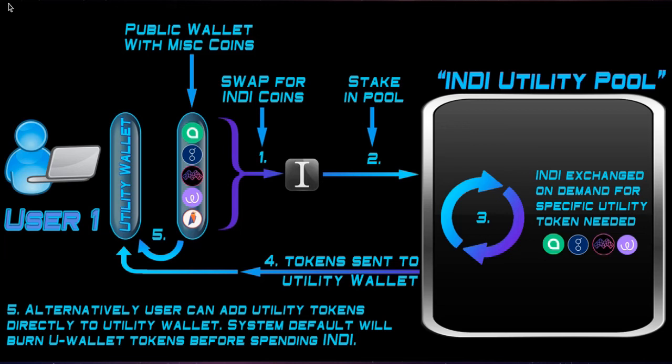However, a more convenient way to do this is to simply stake INDI tokens. First, you would swap any tokens for INDI tokens. Next, you would stake the INDI tokens to the INDI utility pool. These INDI tokens are then exchanged on demand from the network according to your settings on the INDI GSS slider panel from section 1 of this video, and then sent to your utility wallet to be burned. No more spending time making multiple manual swaps. Let the INDI bot do it for you.